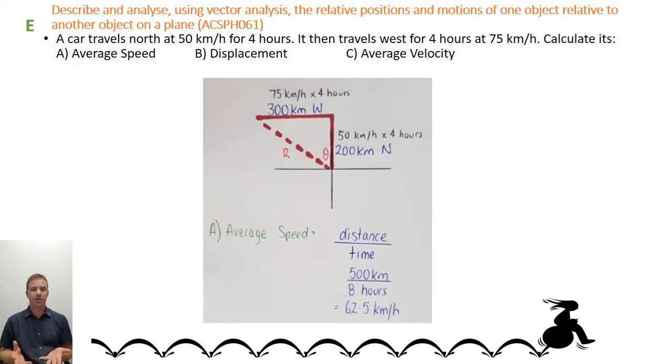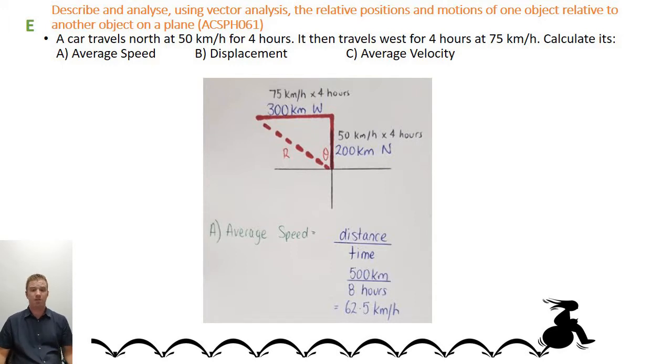So a car travels north at 50 kilometers per hour for 4 hours. It then travels west for 4 hours at 75 kilometers per hour. Calculate its average speed, displacement, and average velocity. Now, like I just said at the start of this video, if you haven't watched average speed, displacement, or average velocity, then watch my previous videos in Kinematics. Okay, let's have a look here.